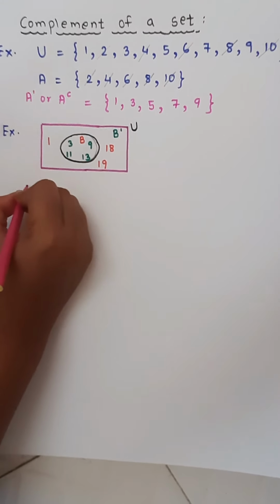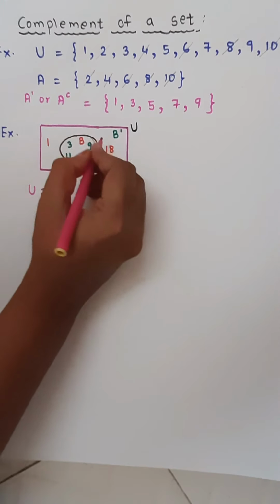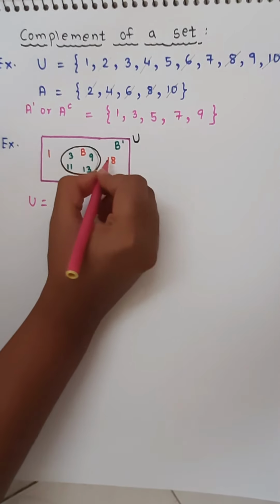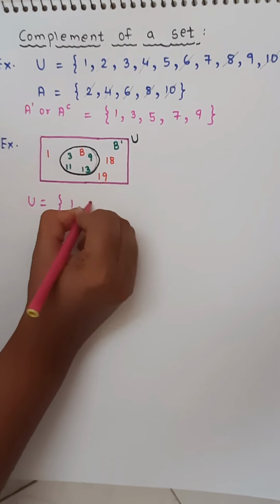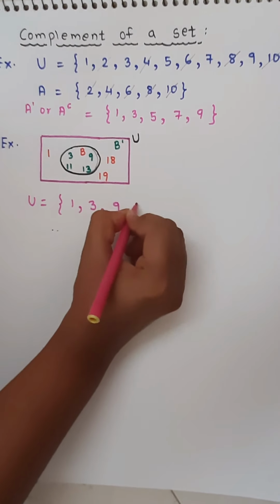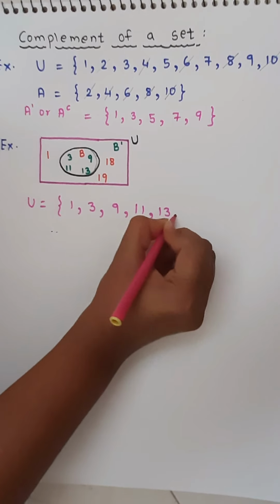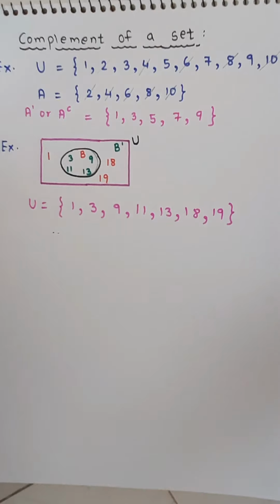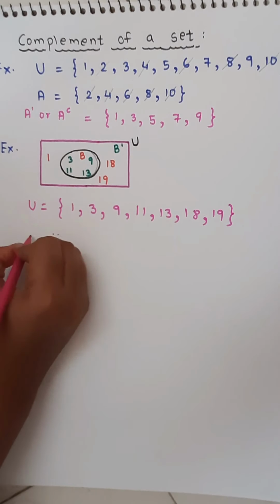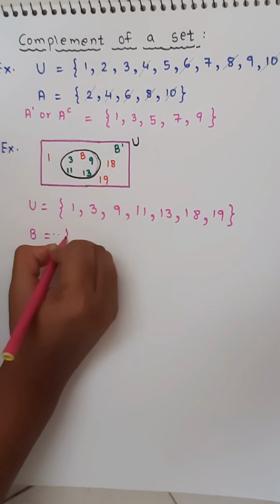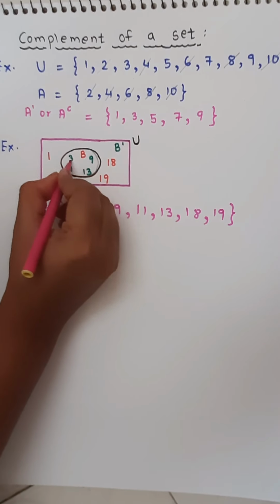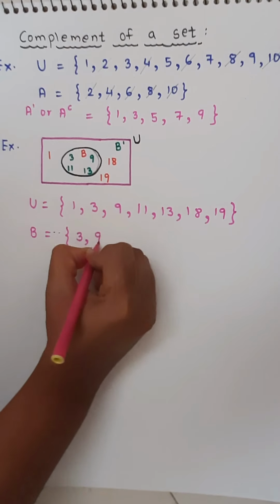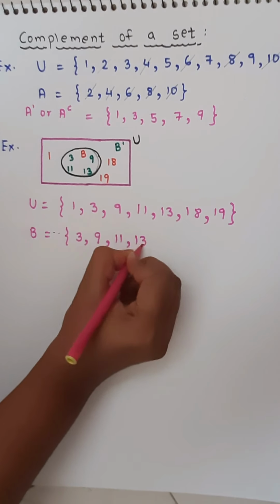See here, the universal set is given. The universal set includes both B dash and B, so it will include all these: 1, 3, 9, 11, 13, 18 and 19. This is the universal set. What is set B? B is given as the 3, 9, 11, 13 inside. So B is 3, 9, 11 and 13.